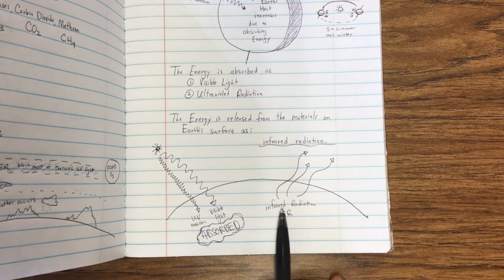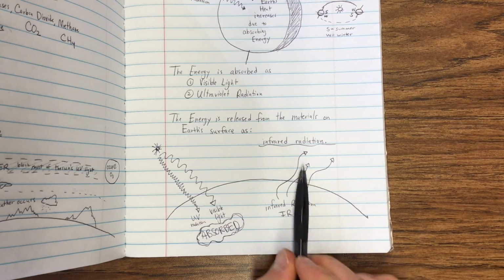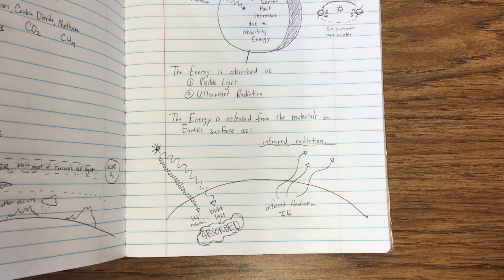So it comes in high energy and it leaves in this low energy format known as infrared radiation. And this is actually how heat is transferred, mainly through infrared radiation. So the light energy heats up the Earth. The heat from the Earth then is released into the atmosphere through the format of infrared radiation.